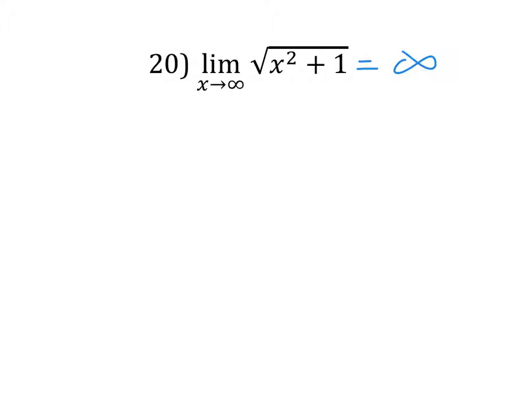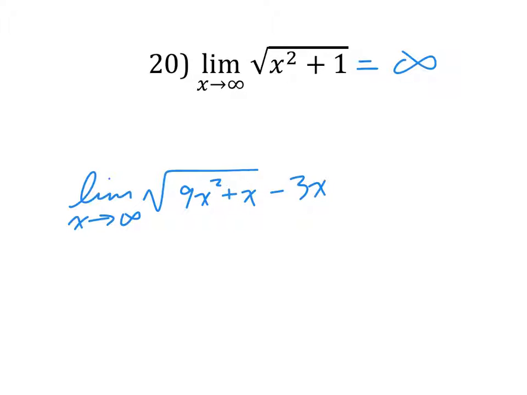Okay, let's do an extra practice. Limit as x goes to infinity of square root of 9x squared plus x, minus 3x. A lot of you got 1/3. I'm not quite sure how, but let me work it out for you. I think I know by looking at it.